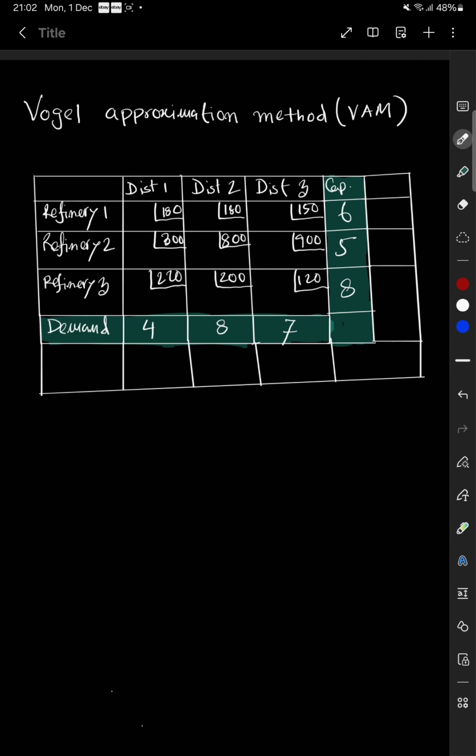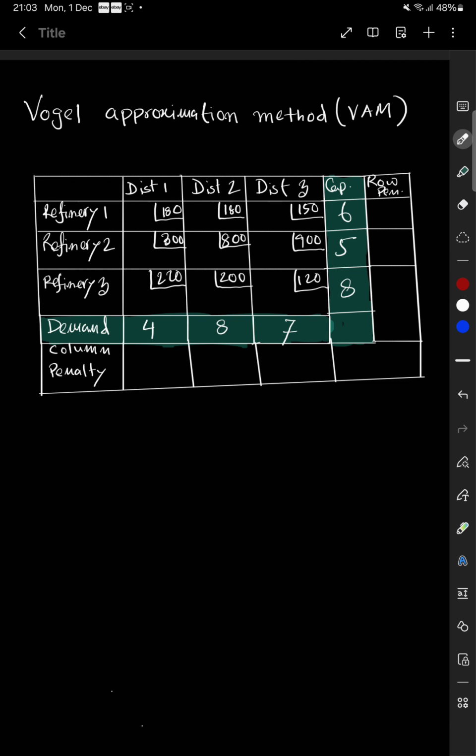So first, you see I added one more row and column. This one should be the row penalty. So I write row penalty. I'm just writing row penalty because I don't have space in there. And here I'll write column penalty. Okay. So how to get row penalty and column penalty?